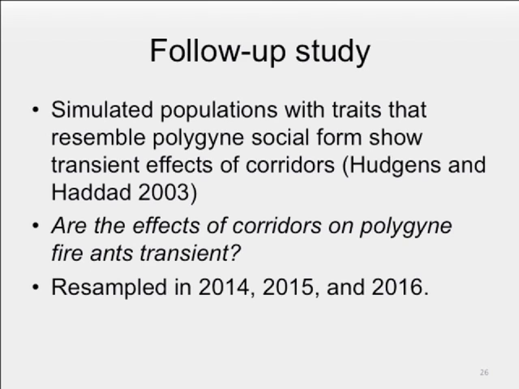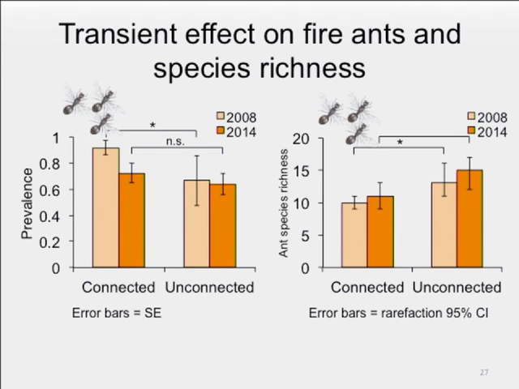So this led me to do a follow-up study where I asked, are the effects of corridors on polygyne fire ants transient? So I went back and I resampled in 2014, 15, and 16. And I found that sure enough, it seems like the effect of corridors on polygyne fire ants is transient, where we had a significant effect in the original study. We no longer had a significant effect, and that effect size became smaller.